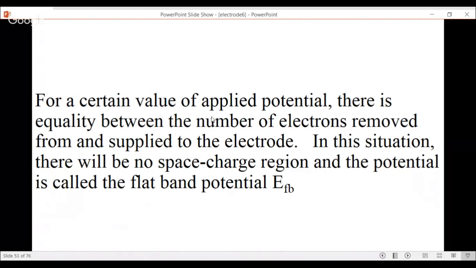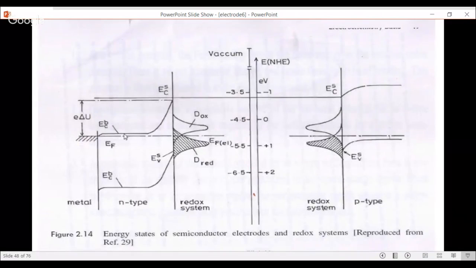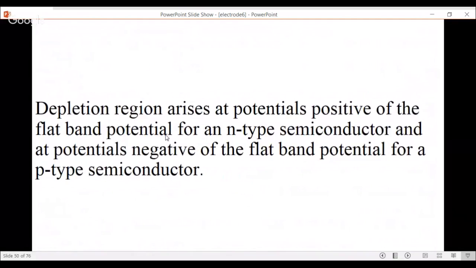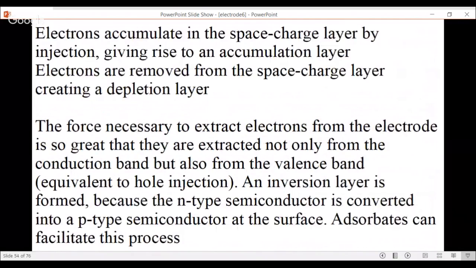For a certain value of the applied potential, there is equality between the number of electrons removed from and supplied to the electrode. In this situation, there will be no space charge region, and the potential is called the flat band potential. If the charges were to be transferred here, then this potential will become equal to the Fermi level. So that is the flat band potential. When the potential is not flat, electrons accumulate in the space charge layer by injection, giving rise to an accumulation layer.